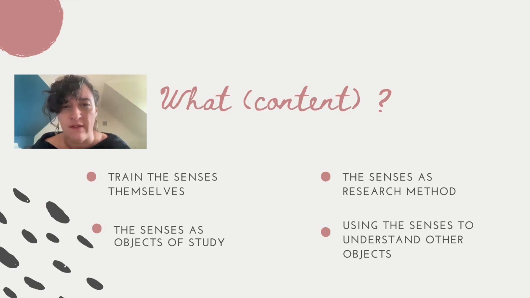Are we focusing on the senses as a research method? Are we trying to get them to develop skills such as the sensory maps we were talking about earlier that are more ethnographic kinds of tools maybe? Are we wanting them to use their senses more in their research approach? Or are we using the senses to understand other objects? So for example, are we using the senses so that they can understand better complex topics such as the Anthropocene or things like that?